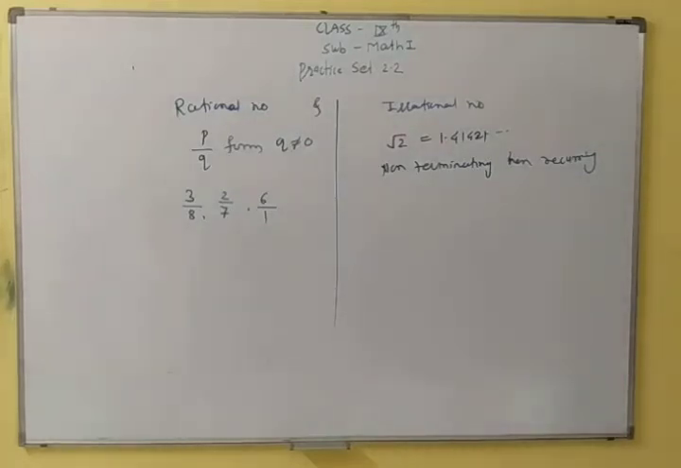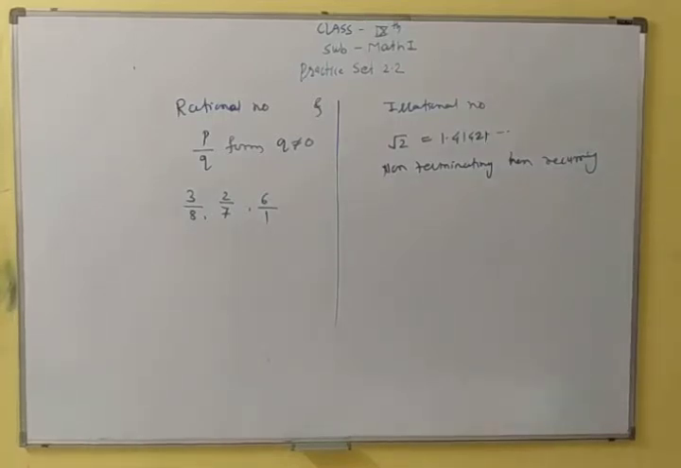Okay. Then practice set 2.2: show that 4 root 2 is an irrational number. Practice set 2.2, first problem.